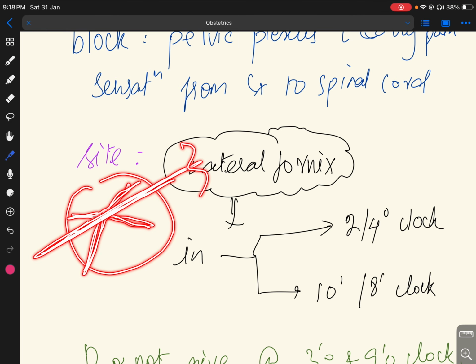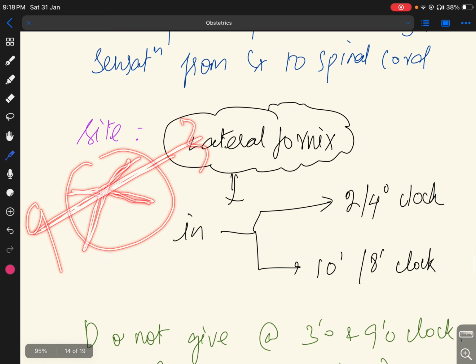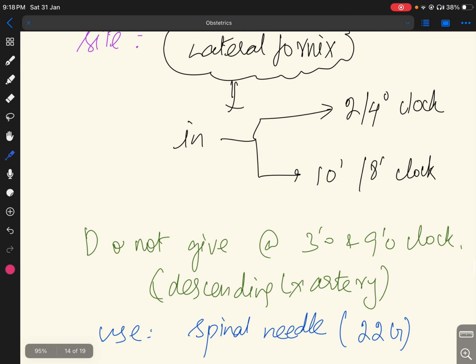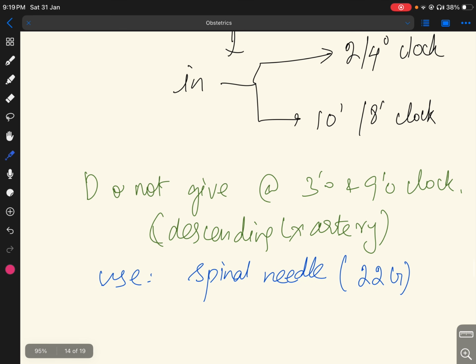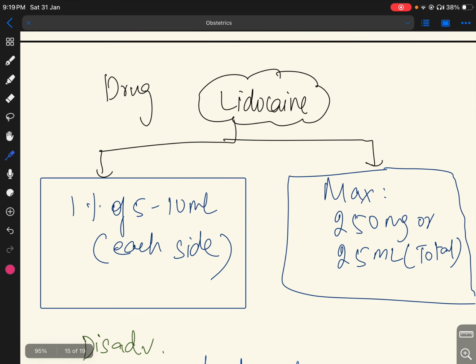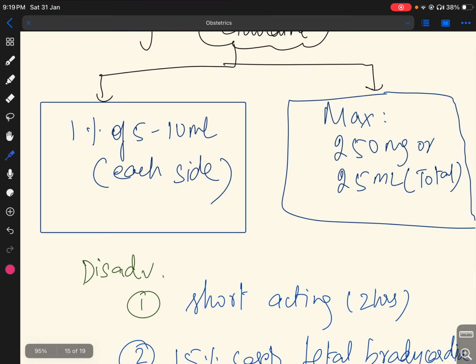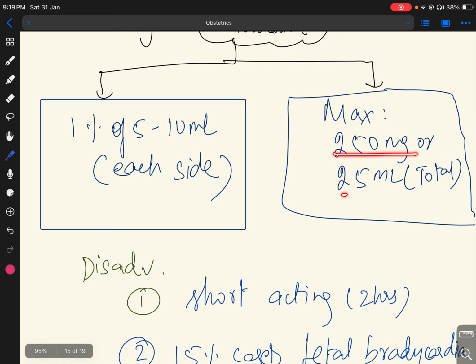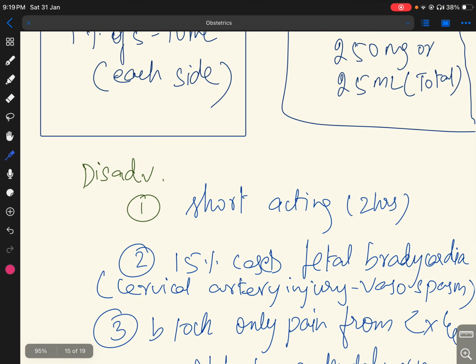That is the 3 to 9 o'clock position, not in here. Why? Because there is the descending cervical artery present over there. You should use a spinal needle of 22 gauge. What is the drug used? That is lidocaine, 1%, 5 to 10 ml on each side. Maximum you can give is 250 mg or 25 ml totally.